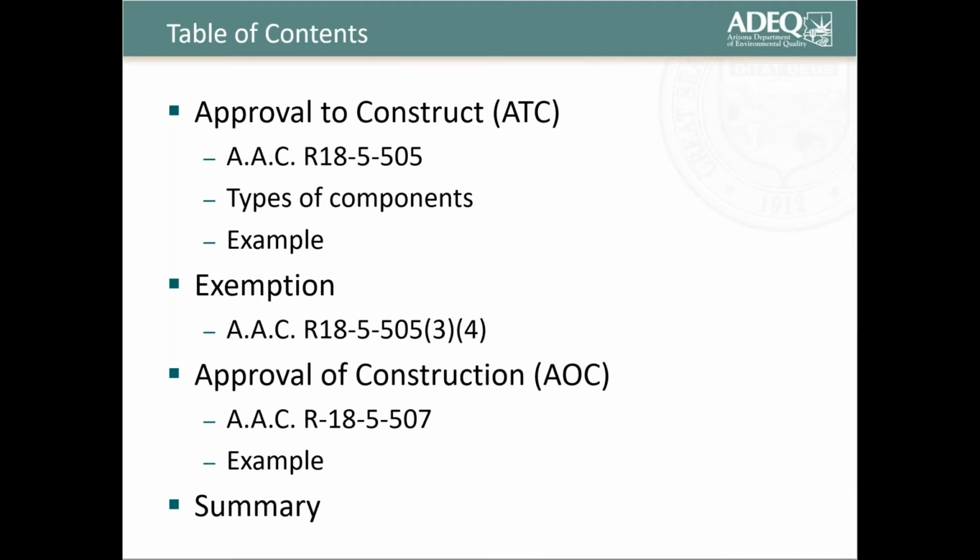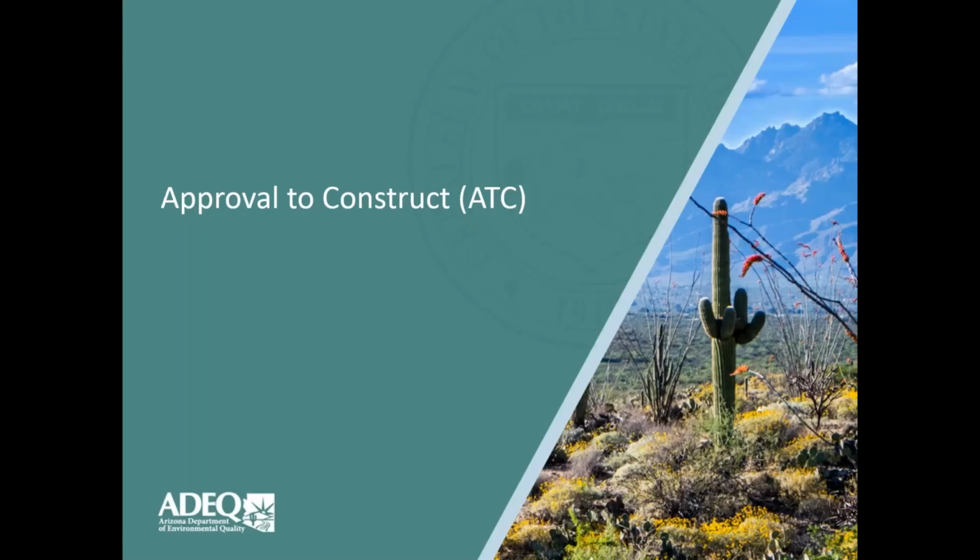Before we begin, I would like to make it clear that the ATC is seen as the first step in the process before construction. After construction is completed, the AOC is seen as the second step in the process. So it's kind of split into two phases. And then we'll delve into the exemption process, which does exempt you from plan review, but we'll go over the qualifications in more detail. So let's begin with the ATC phase.